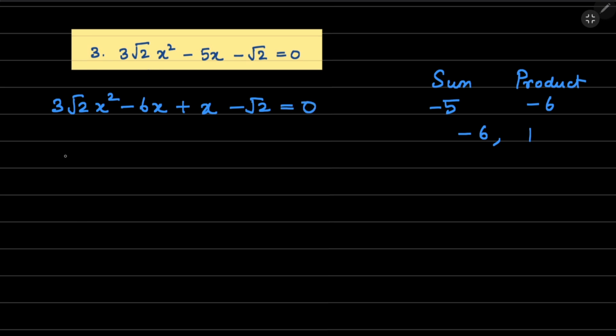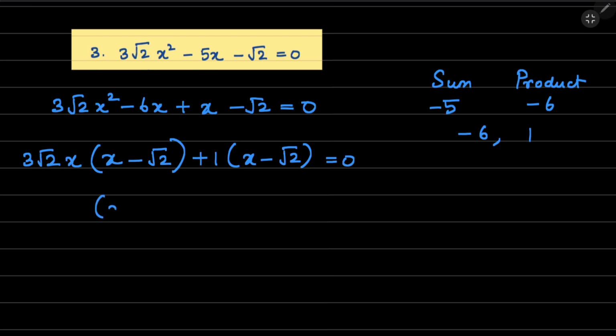Right. Here, what you can do is, you can take 3 root 2 x common out. So what will remain here is x minus root 2, because if you take root 2 multiplied by root 2 is 2, 2 into 3 is 6. So 6 x minus root 2 is the term inside, plus 1 multiplied by x minus root 2 equal to 0. So the first factor is x minus root 2. The second factor is 3 root 2x plus 1 equal to 0.